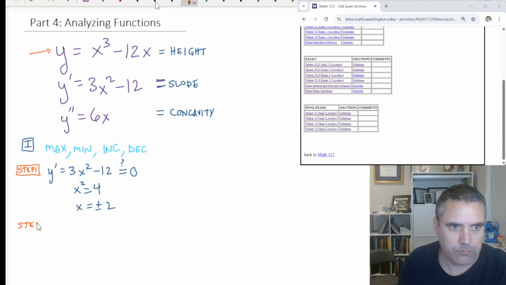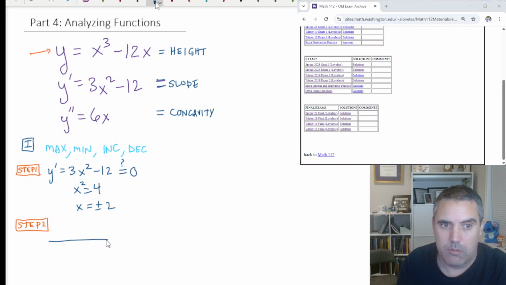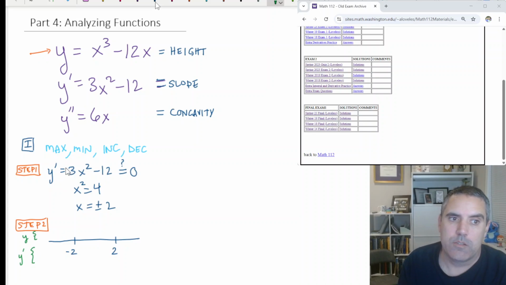Step 2 is just making conclusions from this. And if the question is asking about max, min, increasing, decreasing, you're trying to make conclusions. I have a particular way I've been suggesting you do this, which is to draw a number line, make a little mark at -2, make a little mark at 2, and then talk about what the derivative tells you, and then make conclusions about what that tells you about the function. I like to organize it this way. So how do we do that?